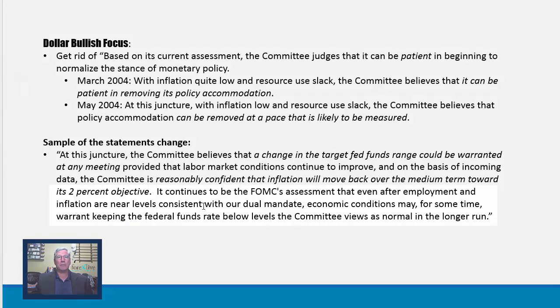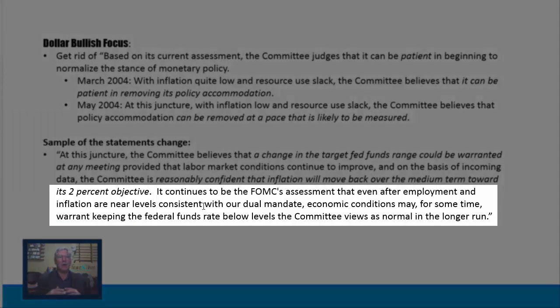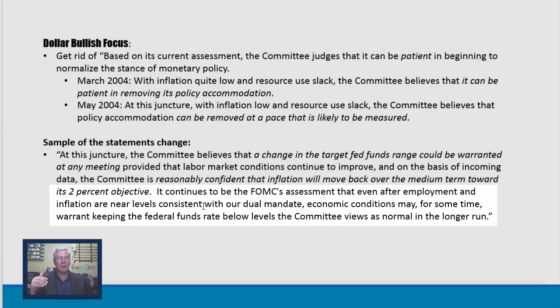It continues to be the FOMC's assessment that even after employment and inflation are near levels consistent with our dual mandate, economic conditions may for some time warrant keeping the federal funds rate below levels that the committee views as normal in the long run. In other words, we're not going to 5.25%. We're going to stay at 3%, or that's probably going to be a limit as far as how far rates go. They want to keep the market contained tomorrow by taking the word patient out, but they don't want yields flying to the upside with the expectations that rates are going to 5%. So there's going to be a lot of disclaimers, a lot of hedging going on in the statement and also in Yellen's testimony, so be aware of that.